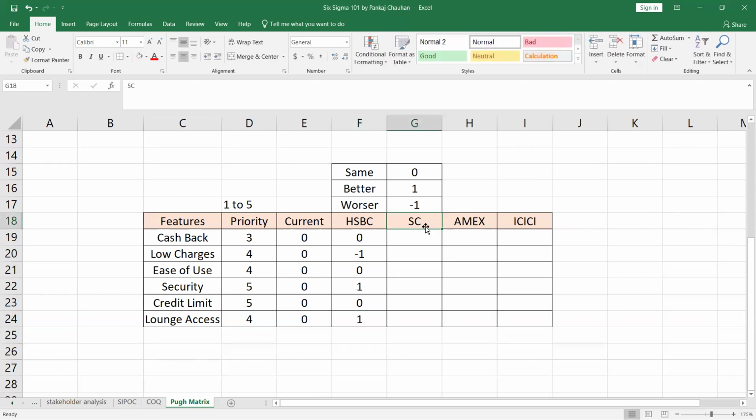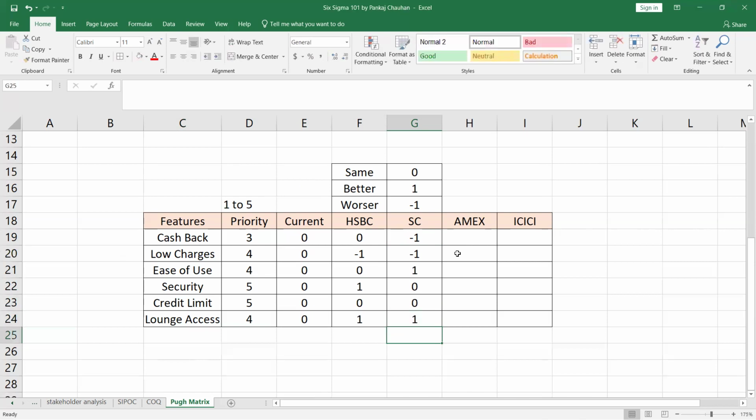Now when you go to Standard Chartered, let's say they have cashback even lesser than your expectation. Charges are higher than your expectation, so again, this is negative. Ease of use probably better, so let's say +1. Security is the same, so it's neutral. Credit limit is the same, so neutral. And lounge access, suppose it's better, so it's a +1. Like this we will do.